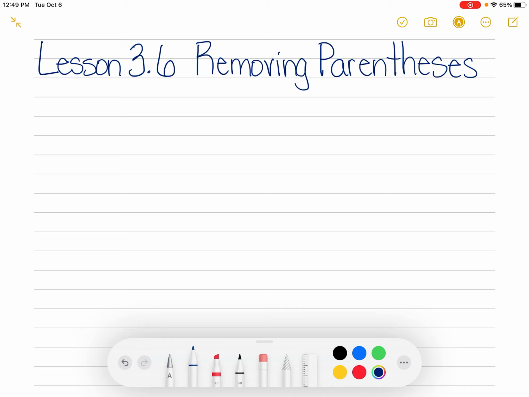Hi everyone, today we are doing lesson 3.6, which is removing parentheses. So I'm going to show you a couple of different things, but the first one involves distributive property. We've already talked about distributive property. I told you that we would be using it a whole lot this year, but we really haven't talked about it much more than the actual property.